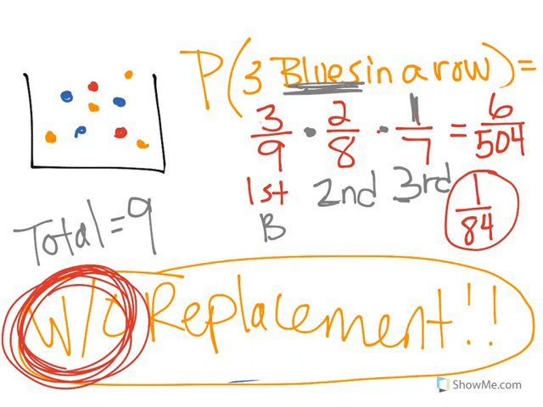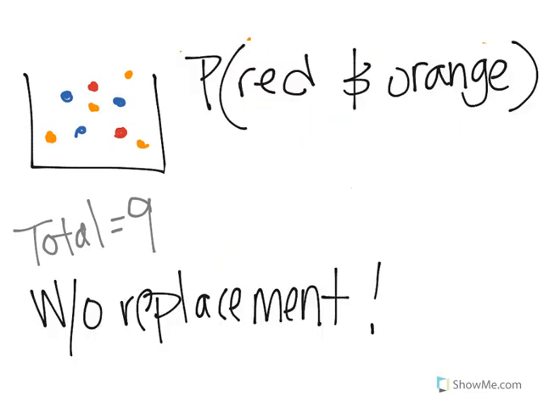You get 6 over 504, and then you just simplify it by dividing out that 6 from both of them, and you get 1 over 84. Let's try maybe 2 more. This time, try to find the probability of picking a red and then an orange without replacement.